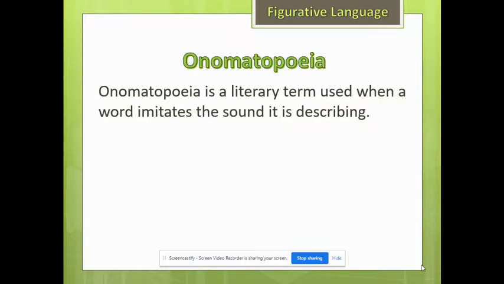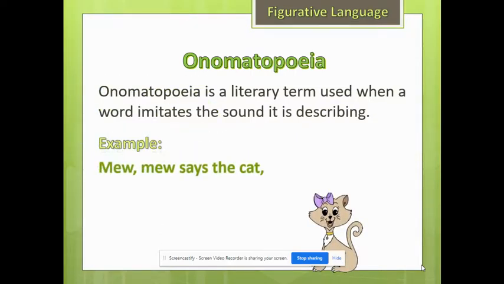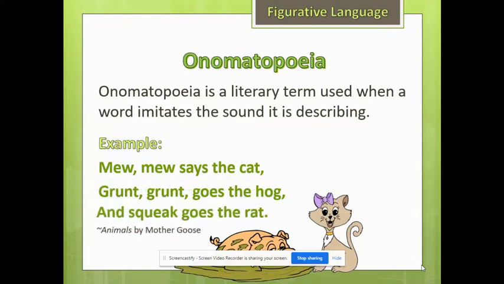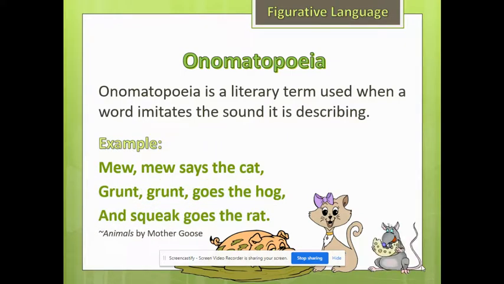Onomatopoeia, one of my favorite words in the English language. Onomatopoeia is a literary term used when words imitate the sound they're describing. Pow, crash, boom. An example is, meow, meow, says the cat. Grunt, grunt, goes the hog. And squeak, goes the rat.